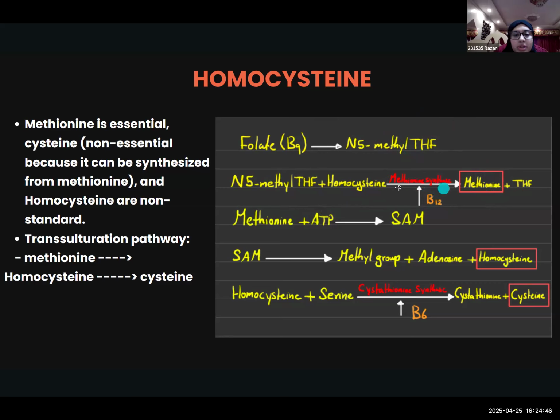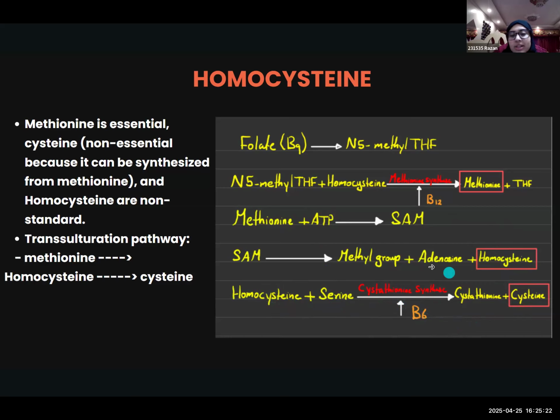Then methionine, with the addition of ATP, gives you SAM. Then SAM is going to donate its methyl group and give adenosine and homocysteine again. If you want cysteine, you take homocysteine and add serine to it. So it could be asked which of the following amino acids could be added to homocysteine in order to generate cysteine. It's serine. And the enzyme is cystathionine synthase, in the presence also of B6.